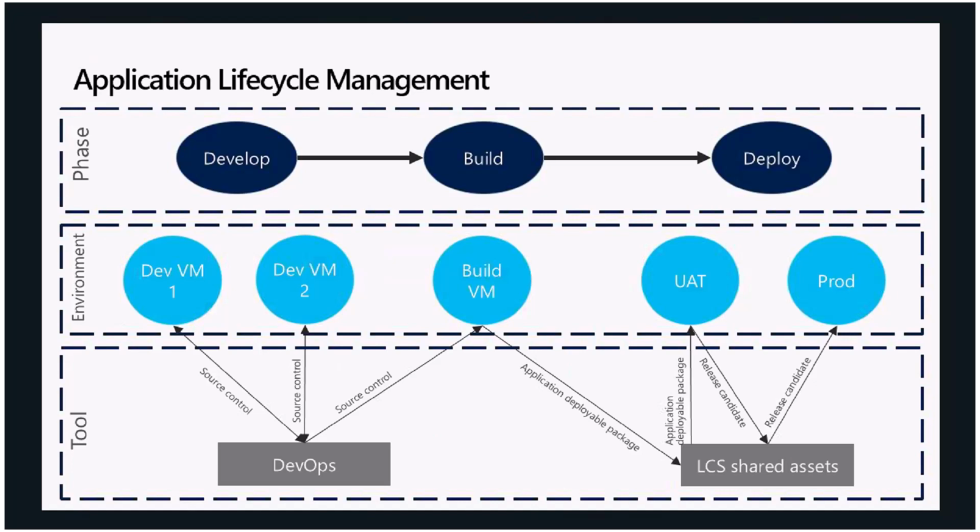So this is the overview of ALM, and we have development and build and deploy, and those are the topics today. And you can see that there's environments associated with each, and DevOps is used to hold the source code and make everything consistent, so the development machines get the source code out of DevOps. The build machine takes the code out of source control and creates a deployable package, which will be put in the shared asset library, and then the deployable packages are deployed to UAT from the shared asset library, and after UAT, the deployable package can be marked as a release candidate and then installed in production.